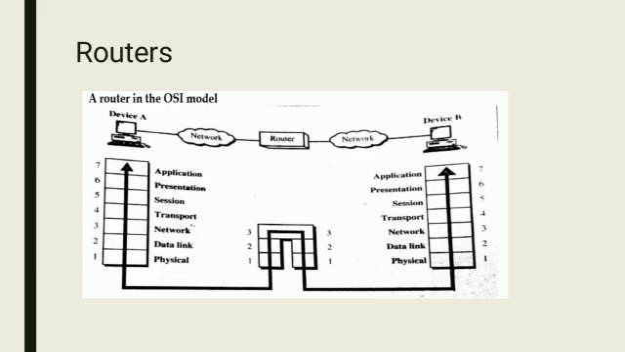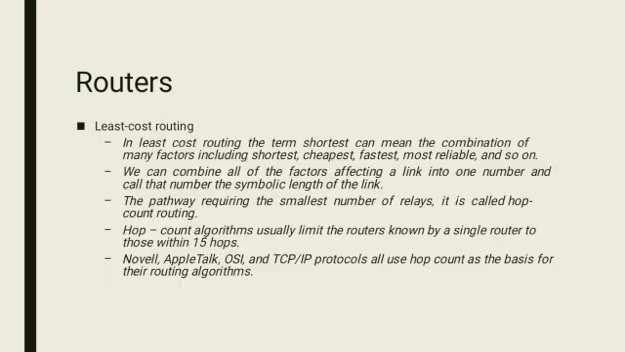This diagram represents different types of networks connected by routers. Routers can be implemented in the physical, data link and network layers of the OSI model. In routers, the least cost routing technique is used.